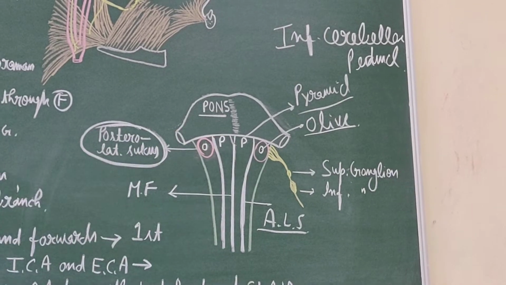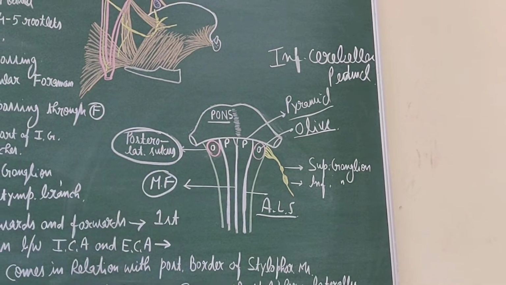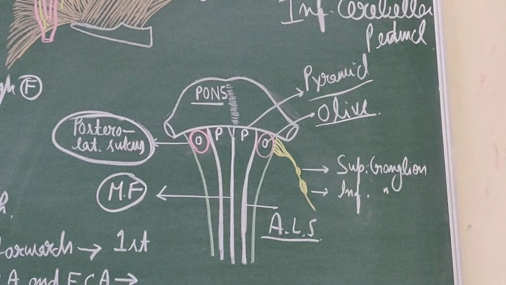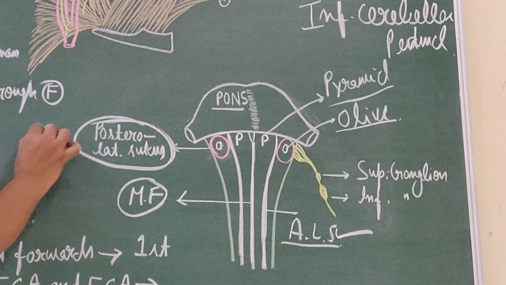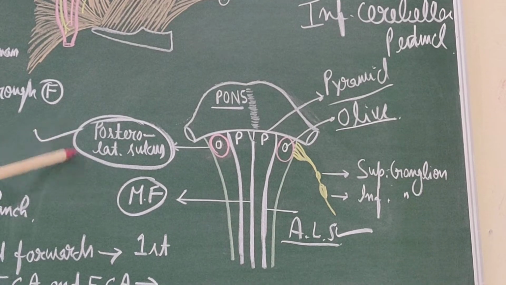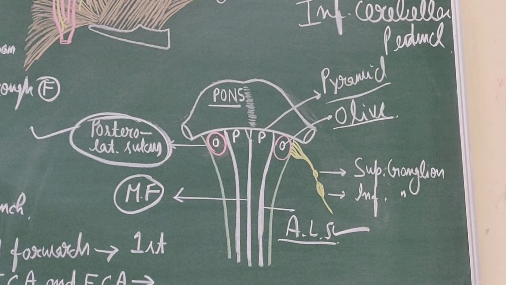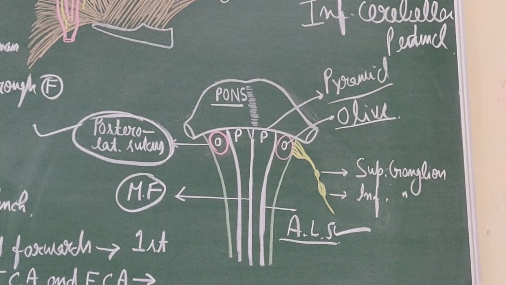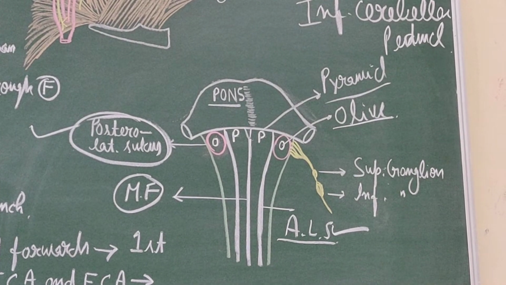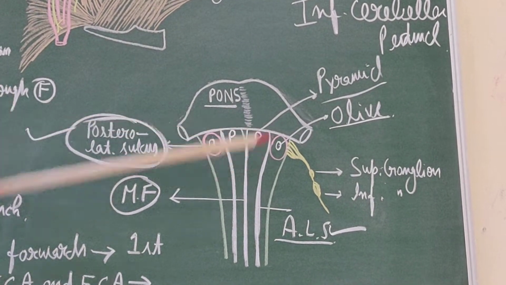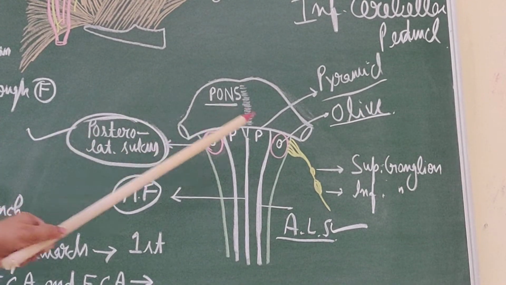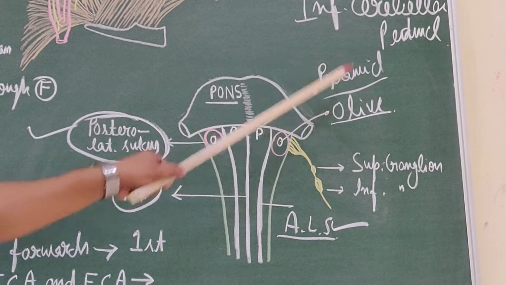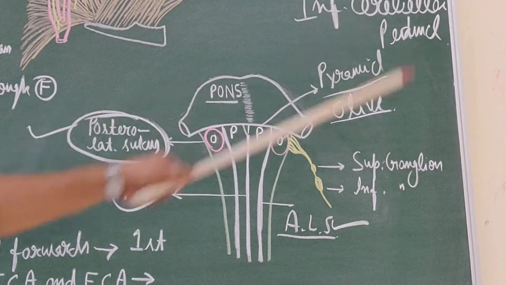In the midline, it is the median fissure. Just beside the median, it is the anterolateral sulcus, and beside the anterolateral sulcus, it is the posterolateral sulcus. This posterolateral sulcus is important in relation with the glossopharyngeal nerve. This is the upper end of the medulla, and this posterolateral sulcus is present between the olive and the inferior cerebellar peduncle.